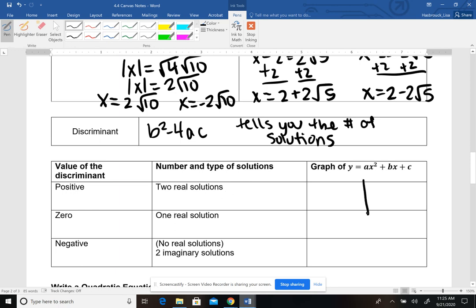So what that means is that you will have two intercepts for your parabola. When you graph it, you'll have two intercepts on the x-axis. If you get 0 for your discriminant, that means you only have one real solution. So that means you're only hitting the axis once. If you get a negative number when you simplify your discriminant, you only have imaginary solutions. So what that means is you don't have any real x-intercepts at all.